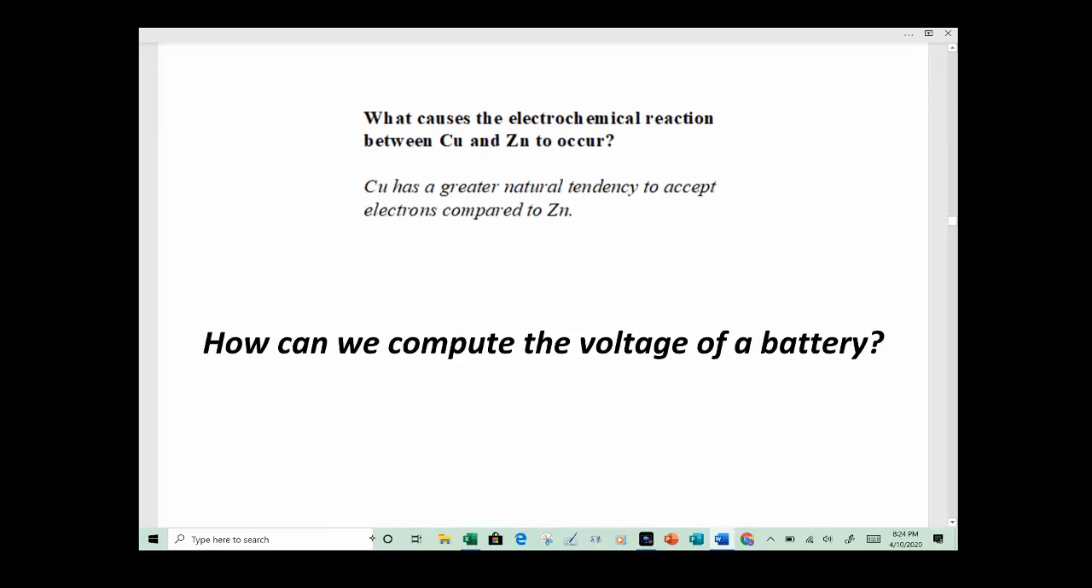And as we said, if we make an electrochemical cell containing copper and zinc electrodes, the reaction occurs because copper has a greater tendency to accept electrons compared to zinc. How do we know that? We can figure it out using volts.